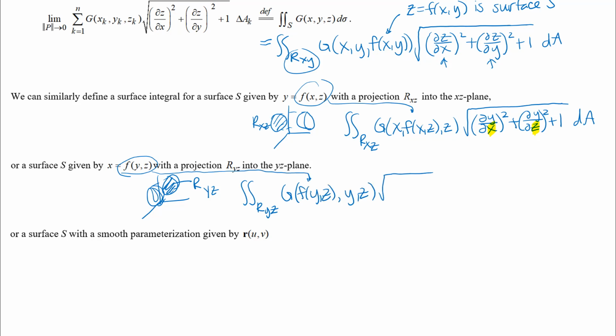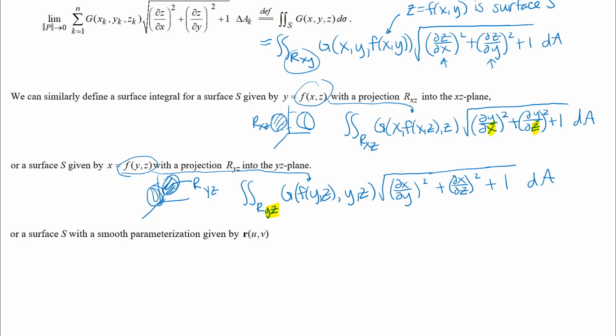And then my surface area differential here is going to have this same structure with some partial derivatives squared added together plus 1 dA. But I need to think about where those partial derivatives come from. Those come from the equation of my surface, and they're going to be partial derivatives taken with respect to whatever variables I'm projecting into, y and z. So these will be del x, del y, and del x, del z from the equation of my surface.